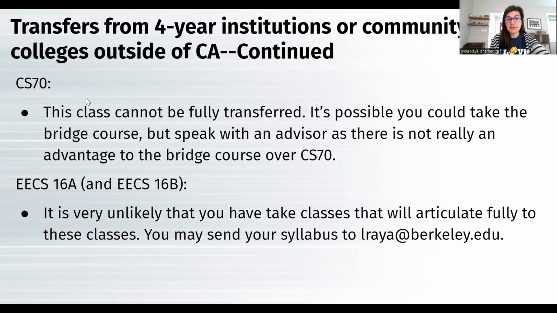For CS70, this is discrete math. This class cannot actually be transferred. Our faculty just have a policy that they want everybody to take it at Berkeley. So you may have taken a class that's equivalent to Math 55, which is the math department's discrete math course. And that's fine, that'll work for the math department, but you do need to take CS70 for us.